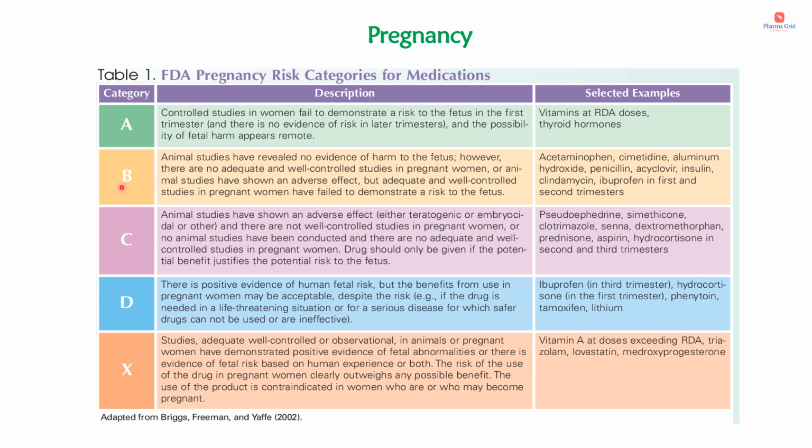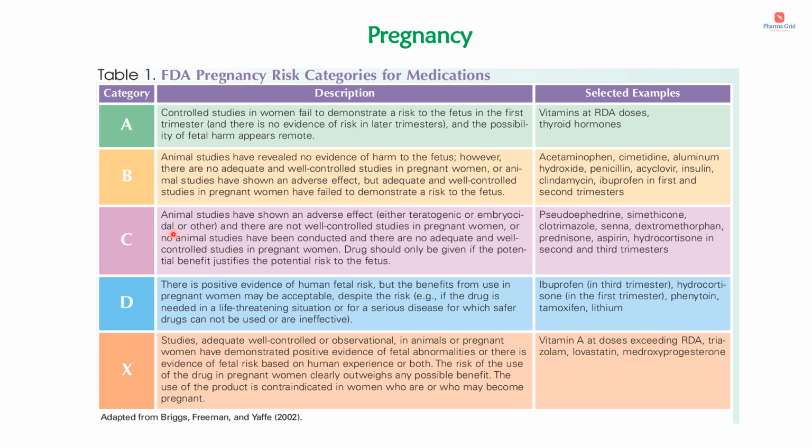Then category B means animal studies show no risk to the fetus, but no controlled human studies have been conducted. Okay, so category B means in animals there is no risk, but no controlled human studies have been conducted. Then selected examples are acetaminophen, cimetidine, aluminum hydroxide, penicillin, then insulin, clindamycin, ibuprofen in the first and second trimesters. Next is category C. Category C means human data lacking or animal studies show risk. For example, pseudoephedrine, simethicone, clotrimazole, senna, dextromethorphan, prednisone, aspirin, then hydrocortisone in the second and third trimesters.